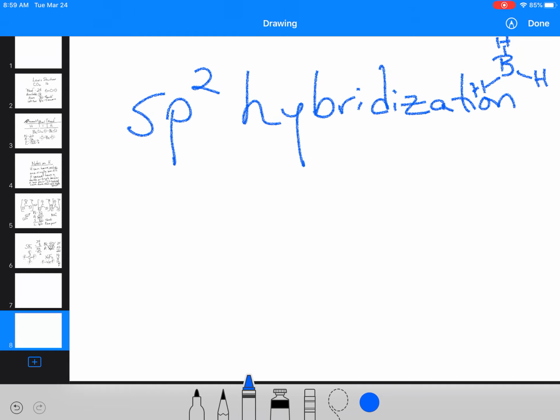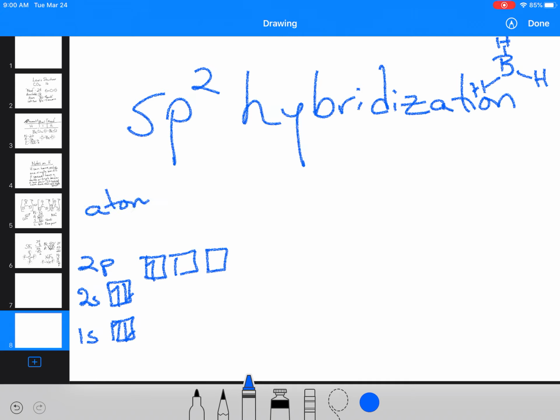Let's look at the orbital diagram for the boron atom. So 1s, 2s, 2p. It's 1s2, 2s2, 2p1. Okay? That is the orbital diagram that would be the atomic orbital for a boron atom.